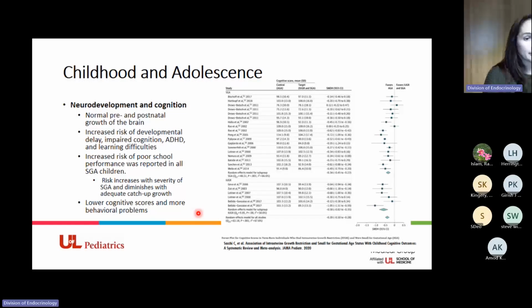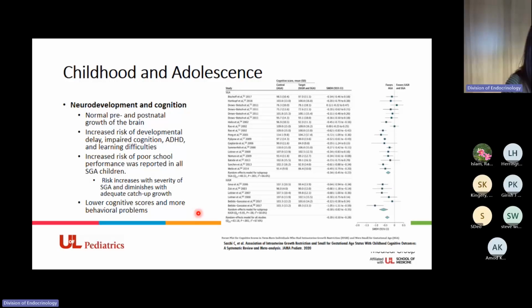Other things that we see during childhood and adolescence are issues with neurodevelopment and cognition. Usually babies that are SGA will have normal pre and postnatal growth of the brain unless they have some specific genetic conditions. But it is very clear, and there are multiple studies that show, that there is an increased risk of developmental delay, impaired cognition, ADHD, and some learning difficulties later in life.